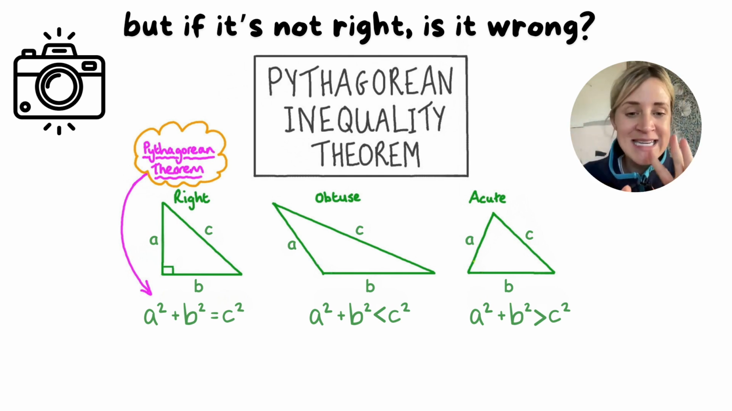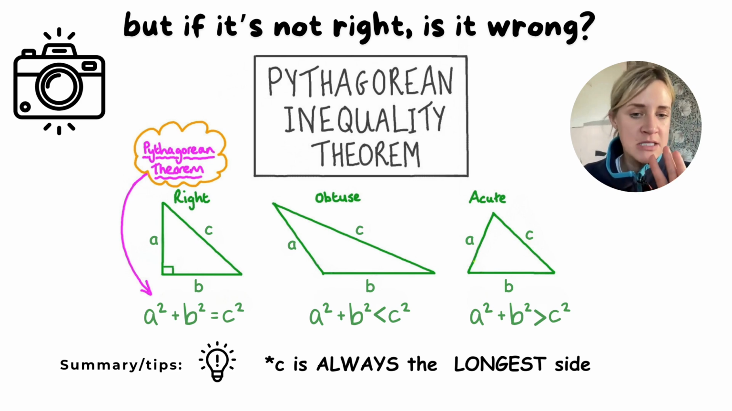And again, c is always going to be that longest side, because we're trying to check to see if that Pythagorean theorem works. So we're checking to see if c really is indeed that hypotenuse. So make sure you're putting the c in the equation as the longest side when you're checking these.